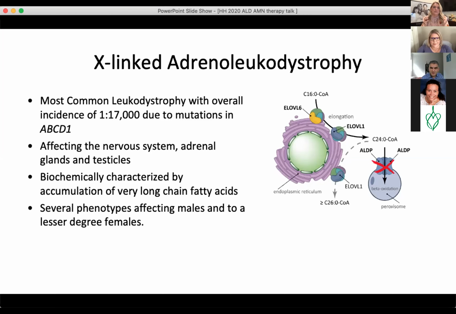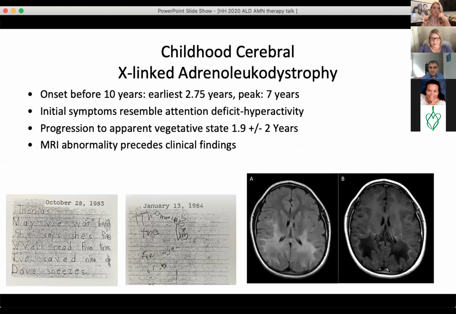This disease has different phenotypes. The most severe phenotype is, since it's an X-linked disorder, affects the boys, and it's called childhood cerebral ALD. It has its onset usually before 10 years of age. These are typically normal kids at birth that develop normally in the first few years of life. And then the clinical presentation initially is quite vague. It's some inattention, behavioral issues in school.